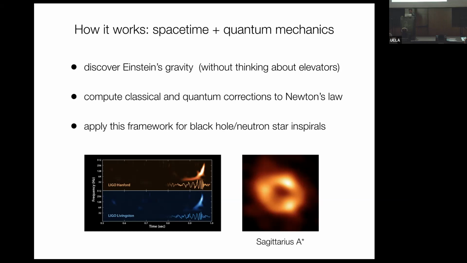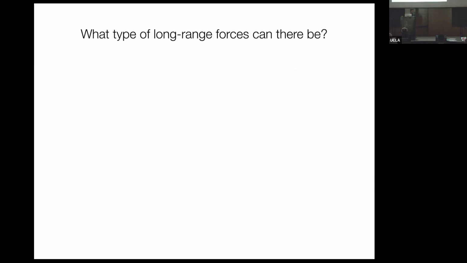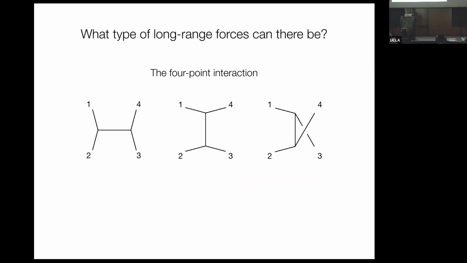So let me just start with the first thing. We begin with a very elementary question, which is: what type of long-range forces can there be? In quantum field theory, the answer to this question comes from a very simple object, which we sometimes call the 4-point interaction or 4-point scattering amplitude.